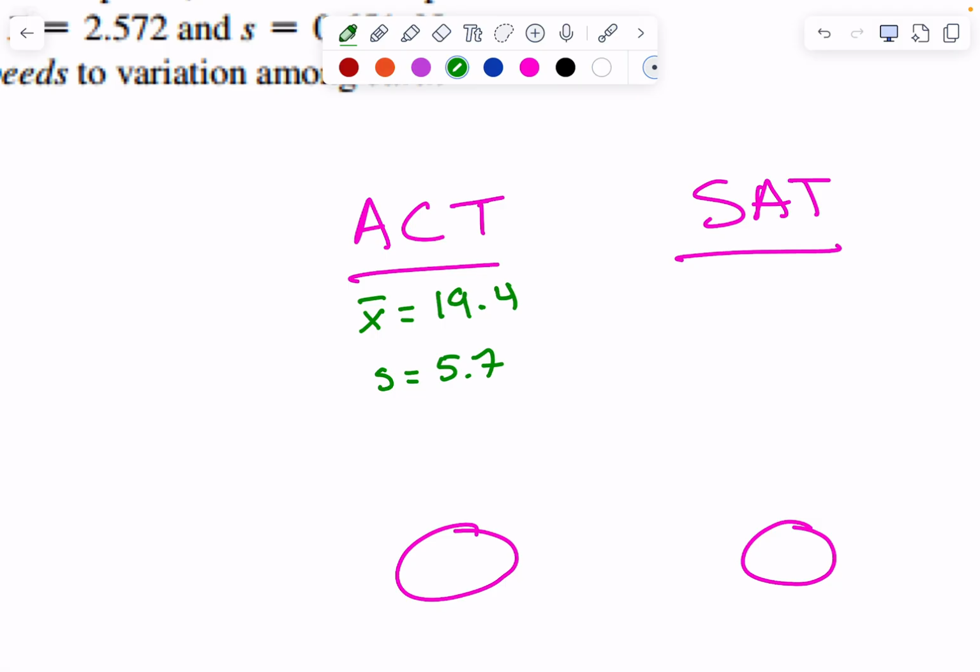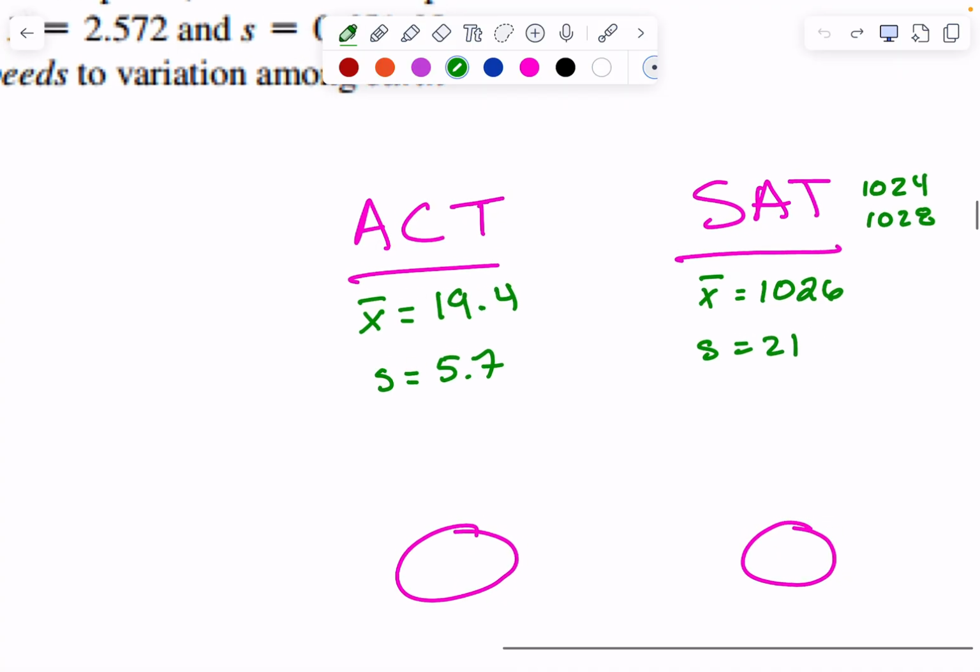I was thinking average for some reason. The mean, they give me a range for the mean. For SAT, they said between around 1024 and 1028. So should we go with the average? Let's go 1026 for the average SAT score with a standard deviation of 216 or 217.